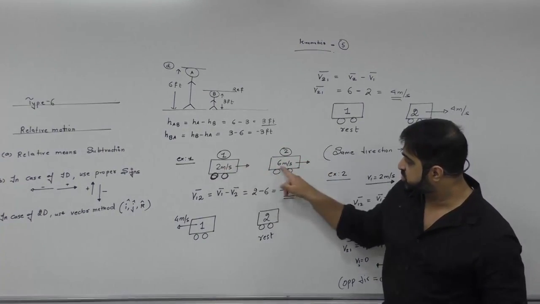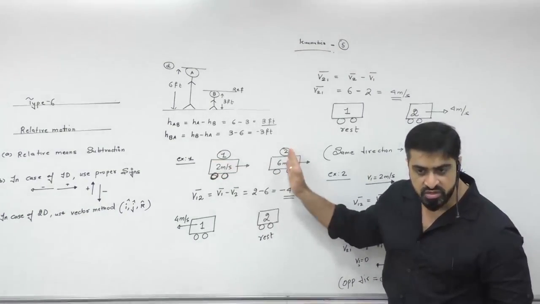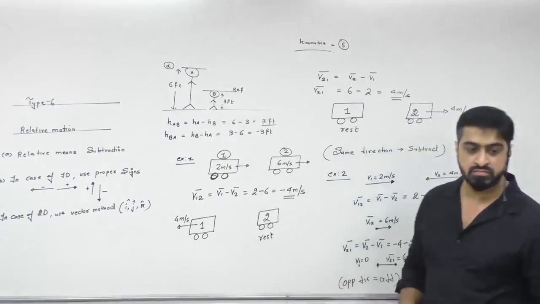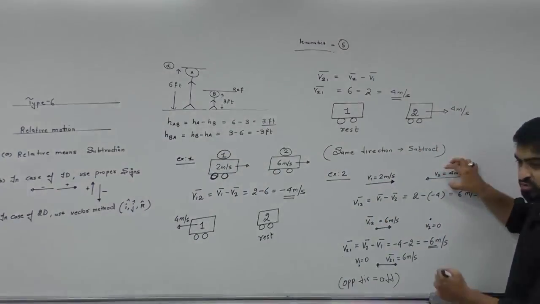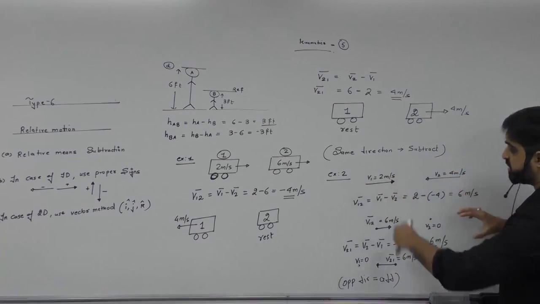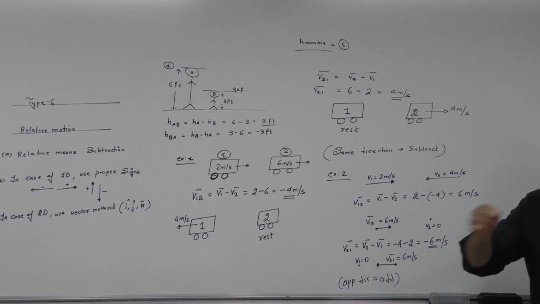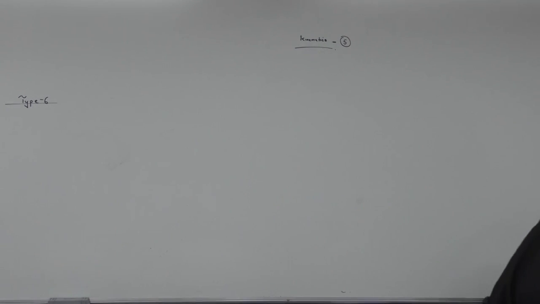6 minus 2 is how much? 4. So it will appear to him he is going 4. 2 plus 4, 6. It will appear to him coming with 6. Same direction subtract. Opposite direction add. Write some questions. We'll do it. Examples based on relative motion, right?